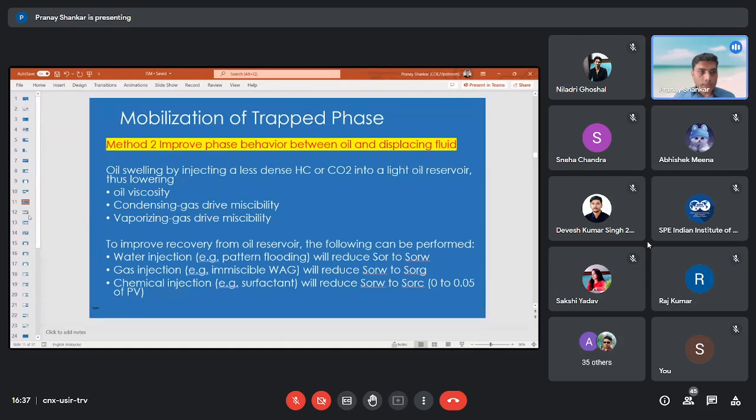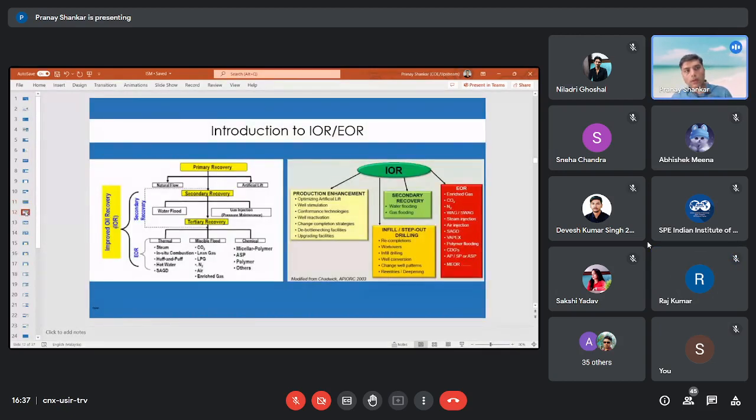Okay, so I proceed then to the next slide. I will just give you a brief flavor of various IOR and EOR technologies. Again, I am sure you would have read or studied the various types of recovery that we define in the industry. One is called primary recovery, which is nothing but your recovery on natural depletion or natural energy of the reservoir, and also including artificial lift. So this comes under primary recovery.